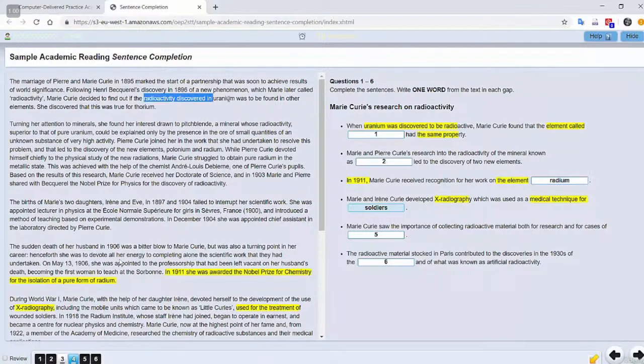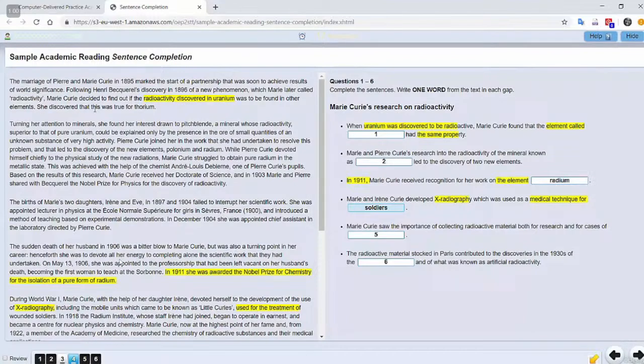All right. Uranium was discovered, which Marie later called radioactivity. Marie decided to find out if the radioactivity discovered in uranium was to be found in other elements, right? So they're going to mention in the next sentence, we know this because things go from general to specific. She wanted to know if it could be found in other elements. That means in the next sentence, they're going to tell you the element.